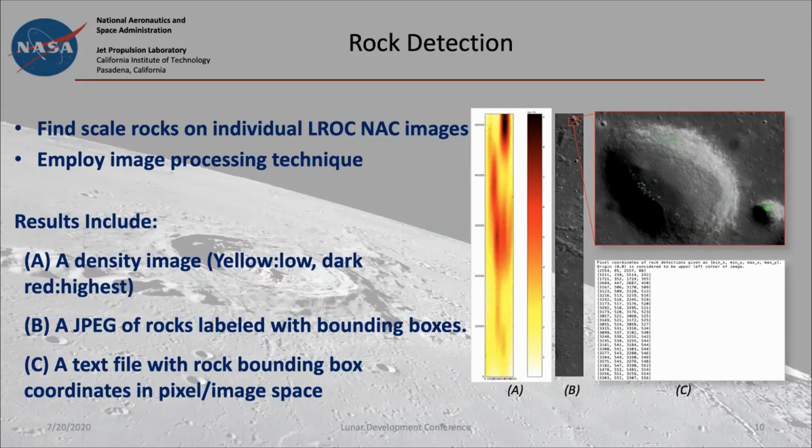You select the area of your need and then pick any of the available NAC images in that area as the input. And the outputs of the analysis of this image would include an abundance chart based on the rock density found, an image with rocks labeled by bounding boxes, and also a text file showing the rock coordinates in basically image pixel space.